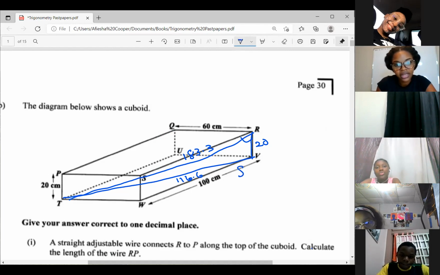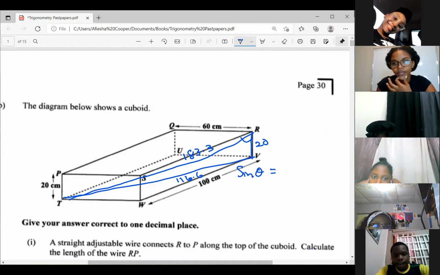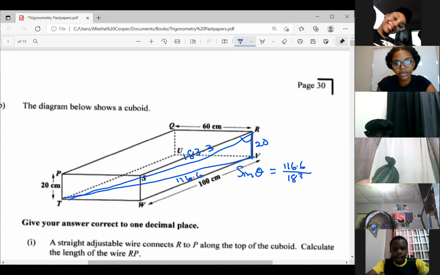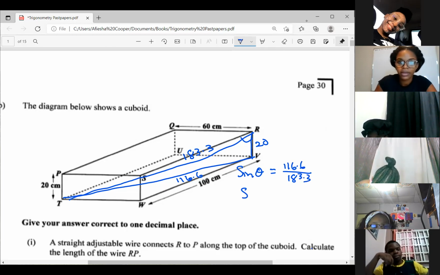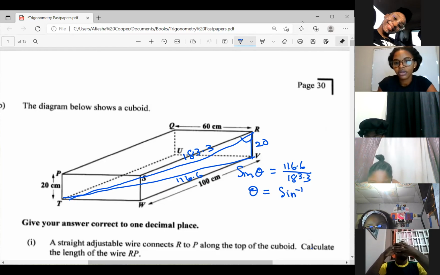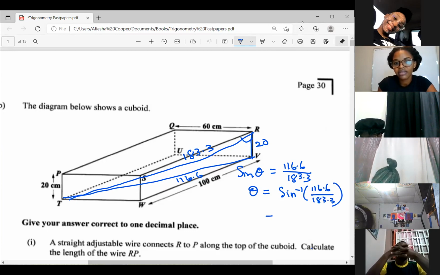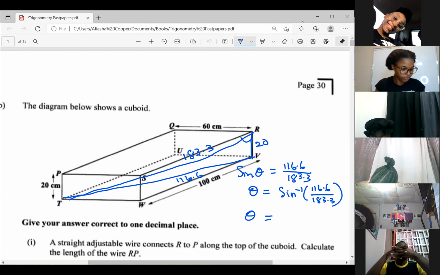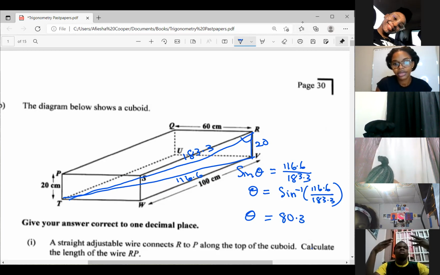So we're going to use sine. Sine theta is equal to the opposite over the hypotenuse. Which line will be the opposite? 116.6 over 183.3. So sine theta is equal to 116.6 over 183.3, and theta is sine inverse of that. What's the answer for that? It's 80.3 degrees. 80.3 degrees. Excellent. Any questions here?